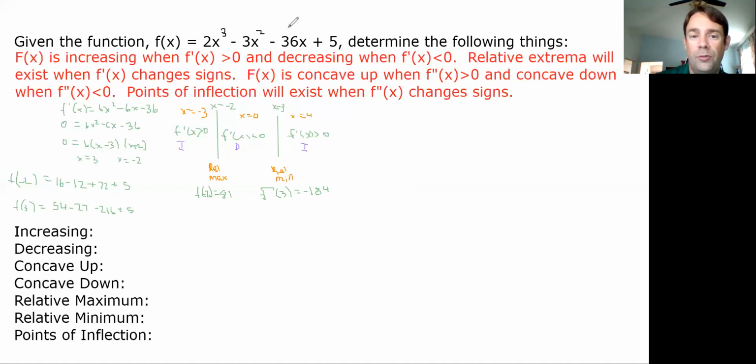So we did our first derivative. Now we're ready to move on to the second derivative and deal with concavity and points of inflection. All righty. So we have 12x minus 6. Set it equal to 0. I get my critical number now for my second derivative. So x is 1/2. So I'm going to go and test my second derivative here.